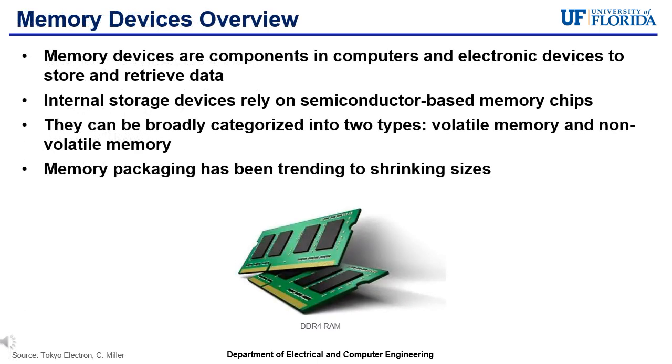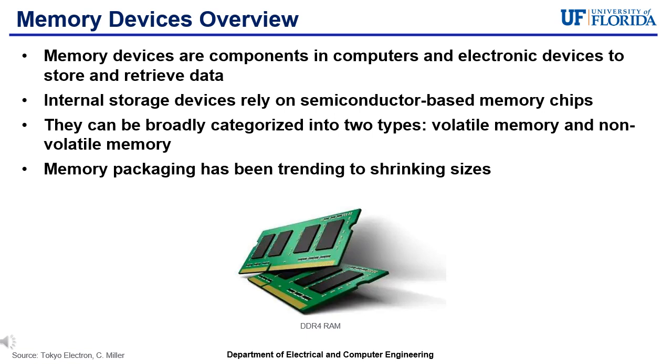First off, I'll be discussing a general overview of memory devices. Memory devices are essential components in computers and electronic devices that store and retrieve data. These devices rely on semiconductor-based memory chips, which come in two main distinguishing types: volatile memory, that temporarily stores data while the device is on, and non-volatile memory, that retains data even when the device is powered off.